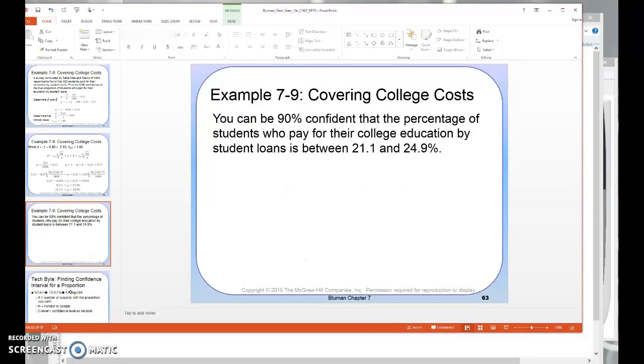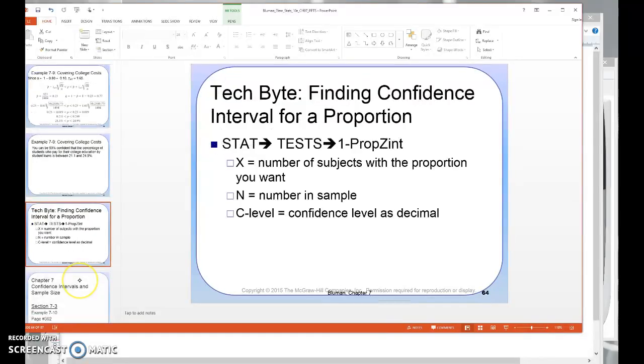How we can say this then, you can be 90% confident that the percentage of students who pay for their college education by student loans is between 21.1% and 24.9%. Of course, there is a way that we can do this on the calculator.